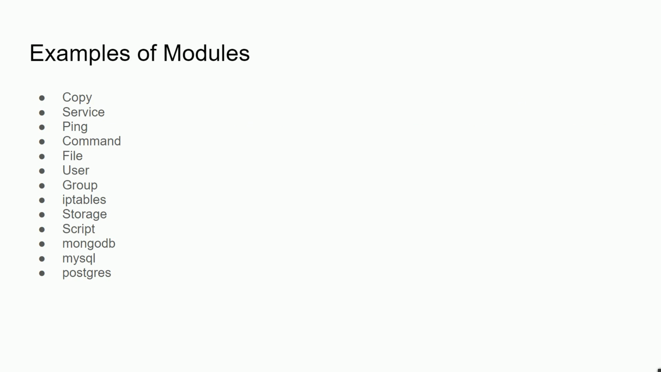So these are some examples of modules: copy, service, ping, command, file, users, iptables, storage, script, MongoDB, MySQL, Postgres. There are numerous modules available. The only thing you need to validate is, for the task I need to perform, is it possible to use any pre-configured module? Yes or no? If it is not possible, then you can use a Bash shell to perform that particular task. This kind of flexibility is provided by Ansible.